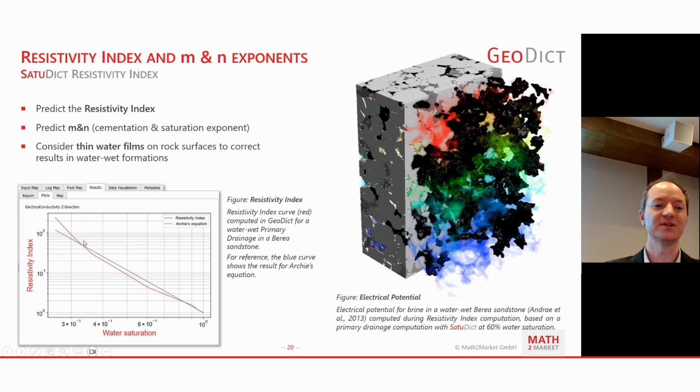In red, the resistivity index curve, and in blue, the related Archie curve using Archie's equation. So that's on the right-hand side how an electrical potential would look, with the oil shown here and the electric potential for the water phase. And the colors show increasing potential from blue to red.